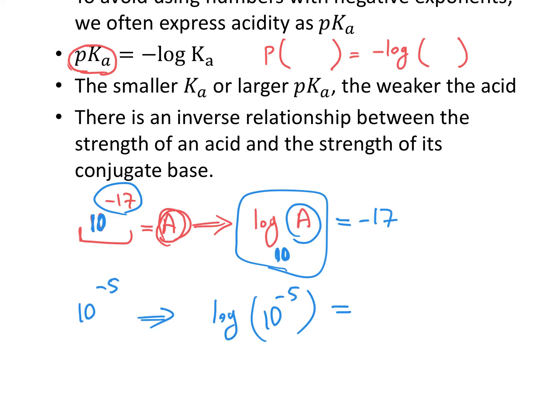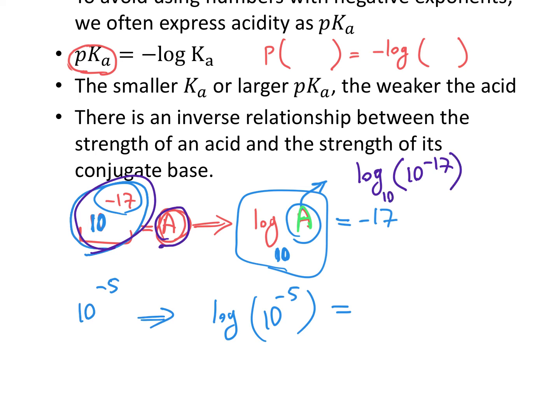So here we had 10 to the power of minus 17, right? So here instead of A, I can write 10 to the power of minus 17. Let me change the color. I can write logarithm of A. My A is 10 to the power of minus 17. Can everyone see that? And then my base is 10. That became minus 17, right?